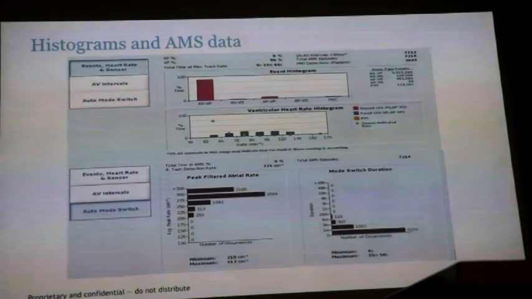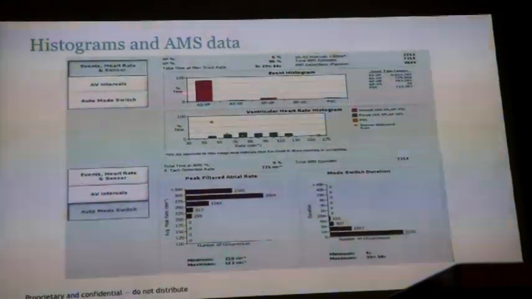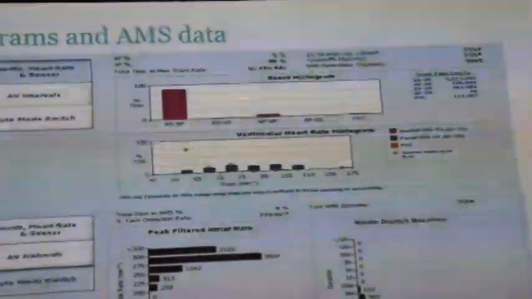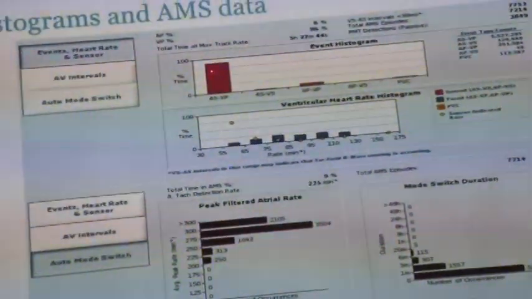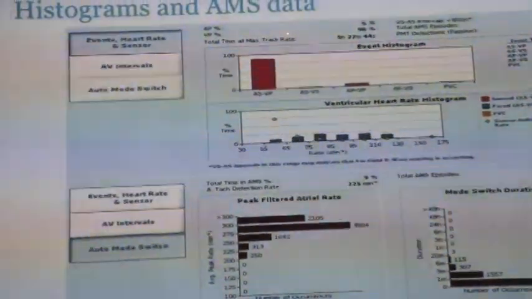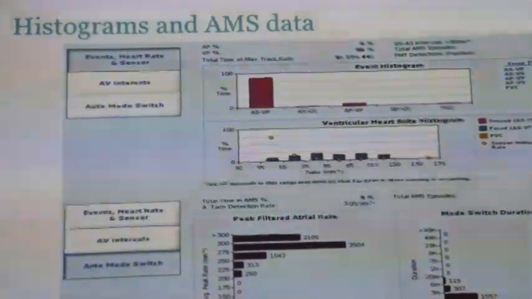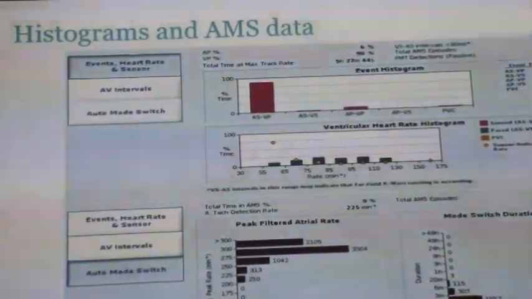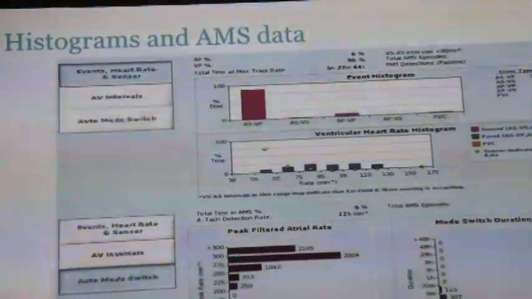So here is this ICD patient, right? Remember, this is a CRT-D. Heart rate histograms. So here's his event histogram. He's pacing 96% of the time. Okay, that's not enough.